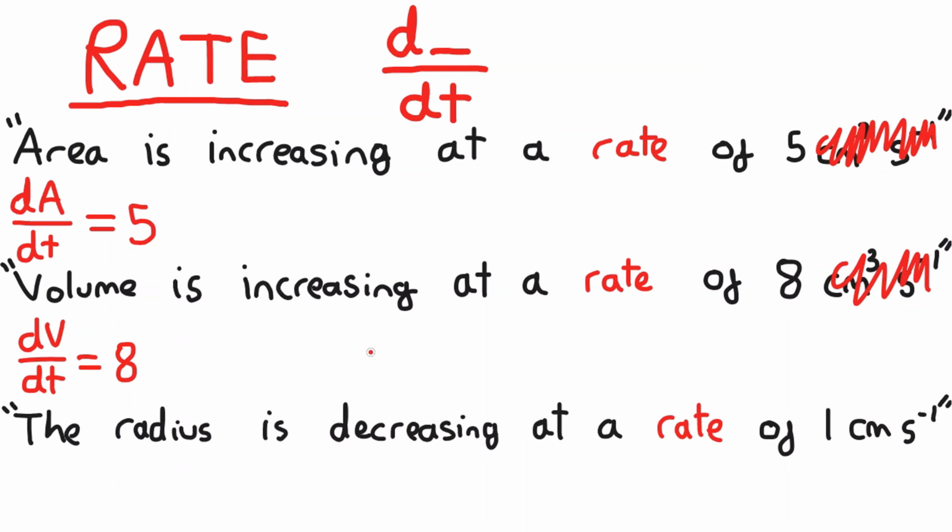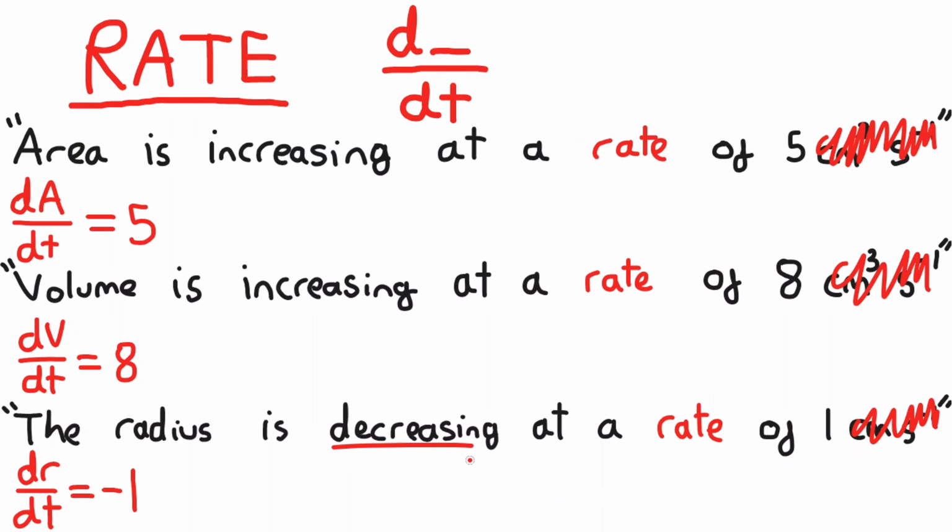If we're told that the radius is decreasing at a rate of 1 centimeter per second, again we're told this crucial word rate, so it's going to be d something over dt, and we're talking about radius, so it's going to be dr over dt. We denote radius with a little r. This time it says that the rate is decreasing. Again, we can ignore these units here. So we're told that it's decreasing at a rate of 1. So dr over dt is going to be equal to 1.